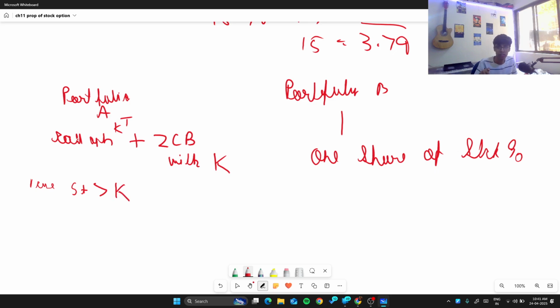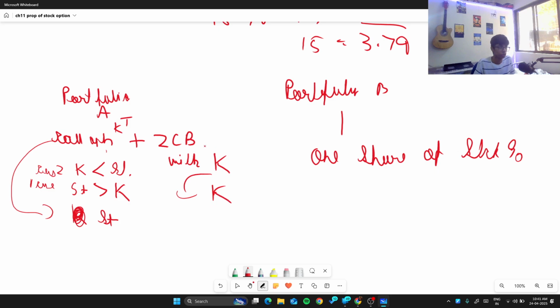If the stock price is greater than the strike price, we will exercise it. So the value of the portfolio would be ST. And in case 2, K is greater than ST, so the option expires worthless, and the portfolio value will be K. So for both, the whole dynamics of the portfolio can be defined as the maximum of ST and K.